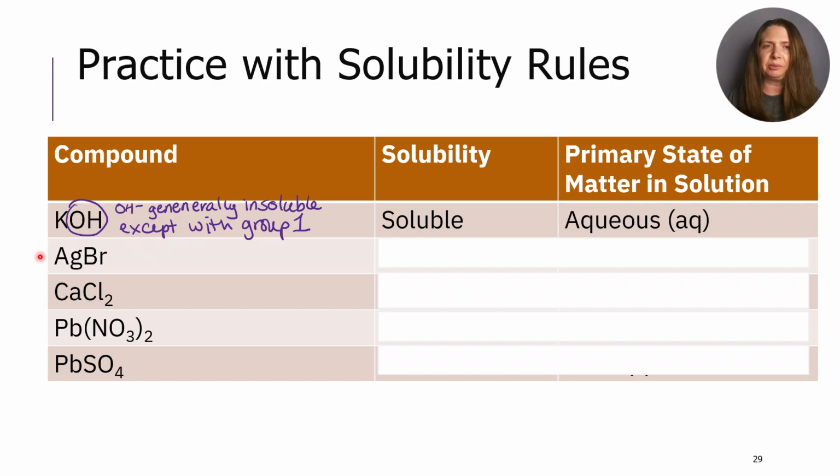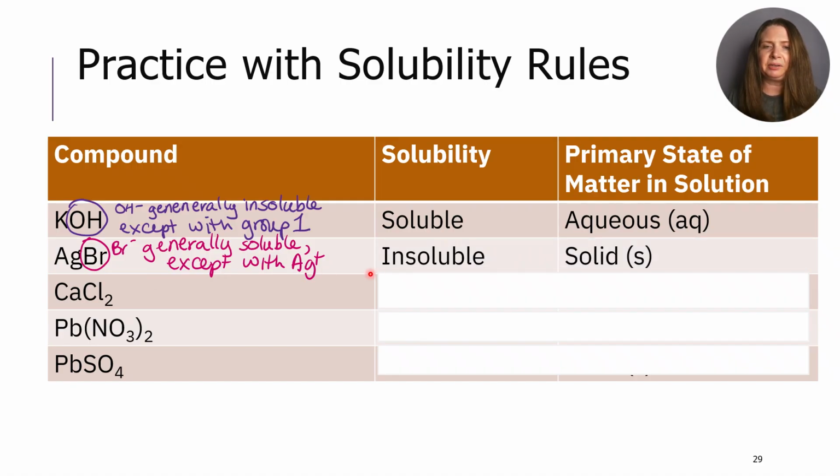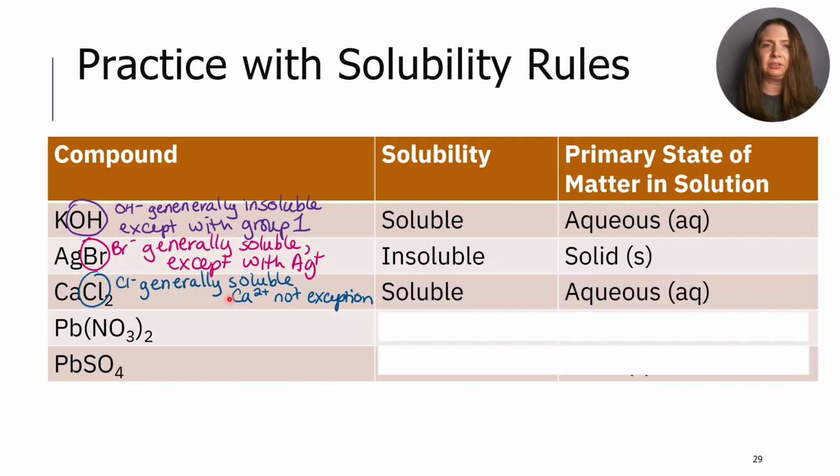Next is silver bromide. Bromides are generally insoluble, but silver is an exception. Therefore, silver bromide is insoluble and primarily exists as a solid. Next is calcium chloride. Chlorides are generally soluble, and calcium is not an exception. Therefore, calcium chloride is soluble and primarily exists as an aqueous solution.